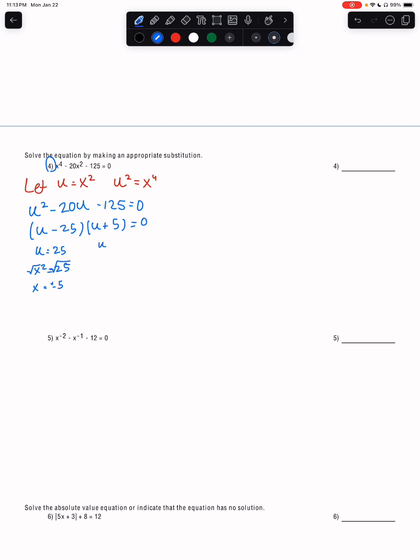Do the other one. u is equal to, actually, negative 5, my bad. Change that to x squared. Take the square root of both sides. And we're going to get x is equal to plus or minus. We need to get rid of the negatives, so we'll take an i out. i square root of 5. And that's how you would solve this one with u substitution.